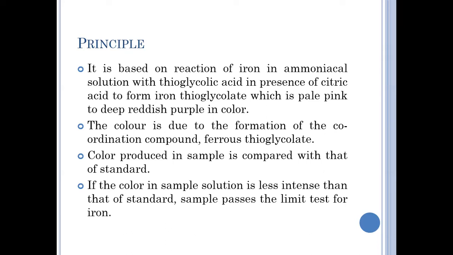So the principle of iron limit test. It is based on the reaction of iron in ammoniacal solution with thioglycolic acid in presence of citric acid to form iron thioglycolate, and this compound is pale pink to deep reddish purple in color. This compound, that is ferrous thioglycolate, is responsible for the development of color. Then the color produced in the sample is compared with that of standard. If the color in the sample solution is less intense than the standard, then sample passes the limit test for iron and vice versa.